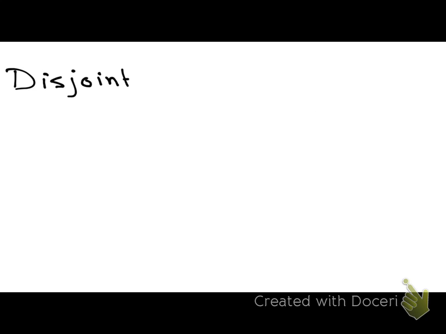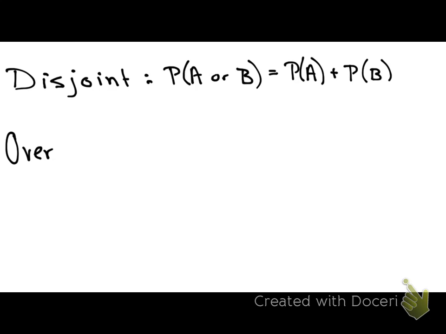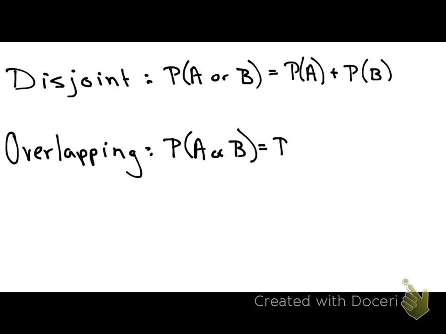The formula for disjoint events, to find the probability that A or B will happen, one or the other, is to add their probabilities together. For overlapping events, I do the same thing, but then I have to subtract out the times where both events actually happen at the same time.